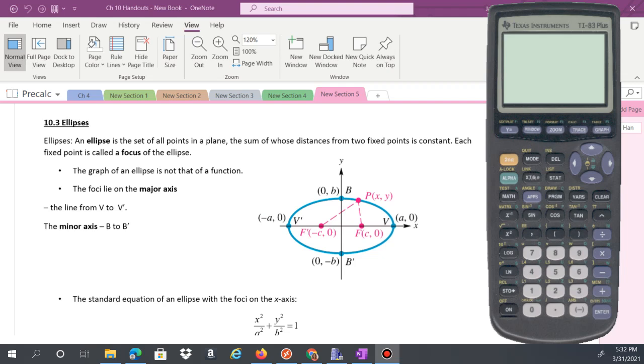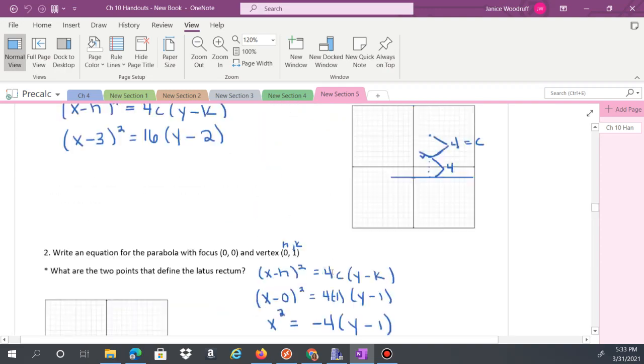Let's go ahead and get started on 10.3. We're doing ellipses, and then 10.4, hyperbolas today. Go back to the beginning of the chapter 10 handouts real quickly.